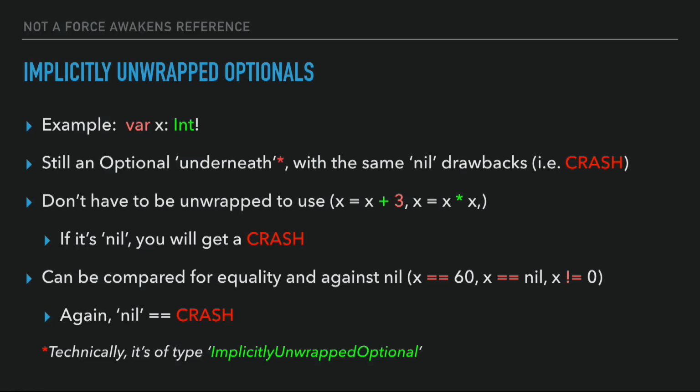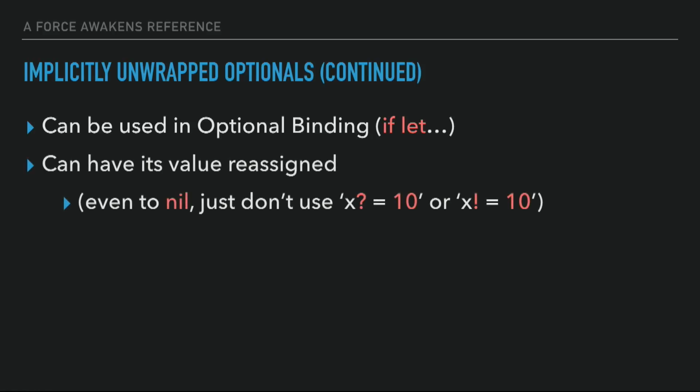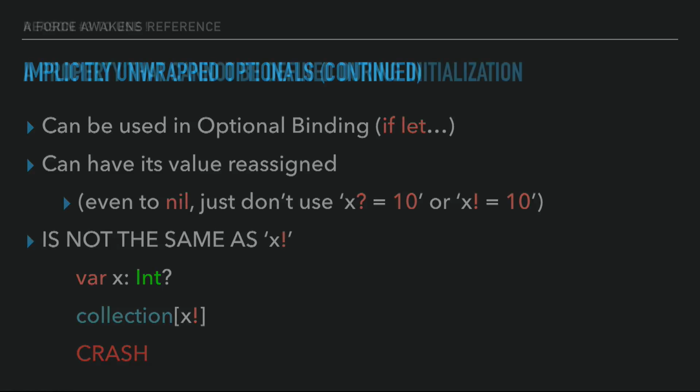So technically, an implicitly unwrapped optional is of type implicitly unwrapped optional, not optional. It can still be used with optional binding because it behaves much like an optional. You can reassign it, just don't use question mark and exclamation point. Don't try to explicitly unwrap an implicitly unwrapped optional unless you know there's a value there. It's just awkward and not a good idea.